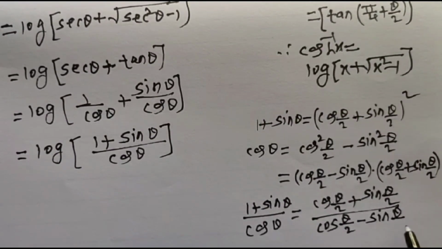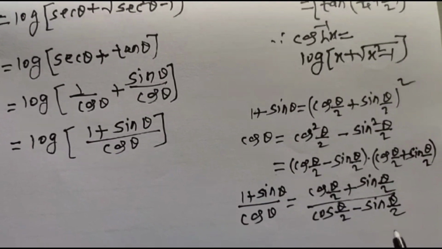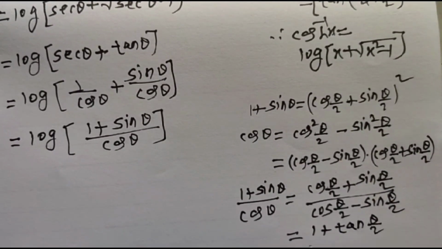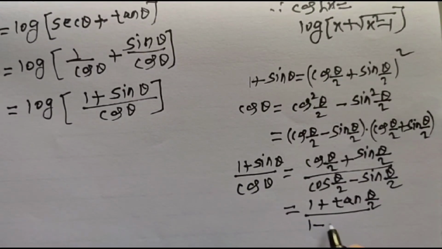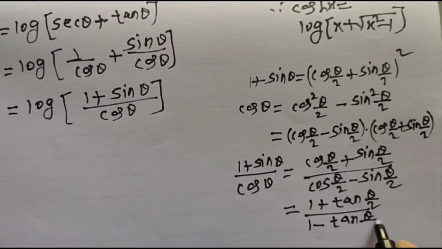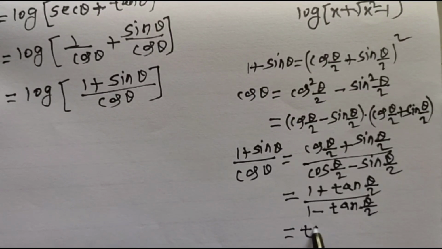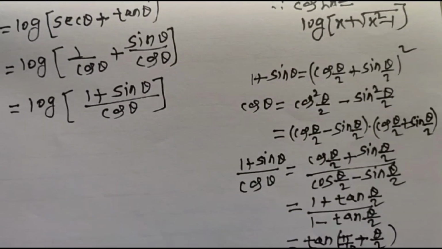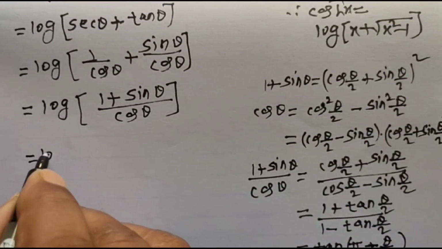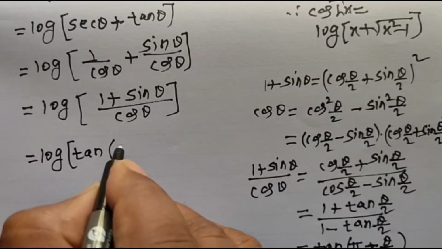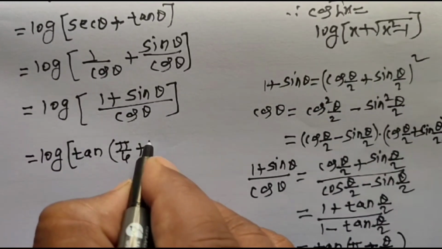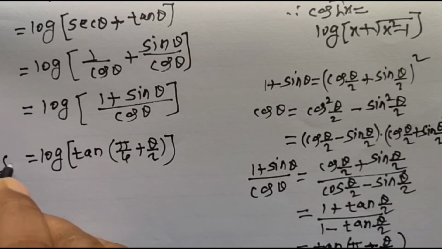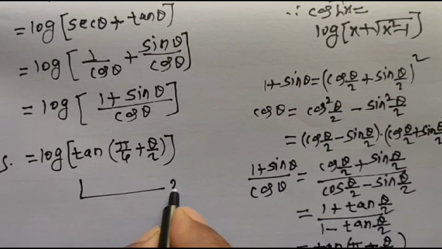Now here also divide numerator and denominator by cos theta upon 2. That becomes 1 plus tan theta upon 2 divided by 1 minus tan theta upon 2. And this is nothing but tangent ratio of pi by 4 plus theta upon 2. Hence this is equal to logarithm of tangent ratio of pi by 4 plus theta upon 2. This is RHS. Now you can consider, this is equation number 2.